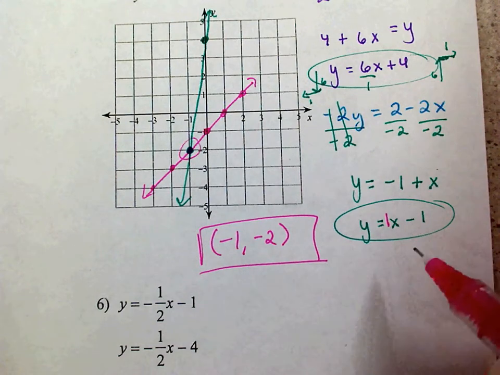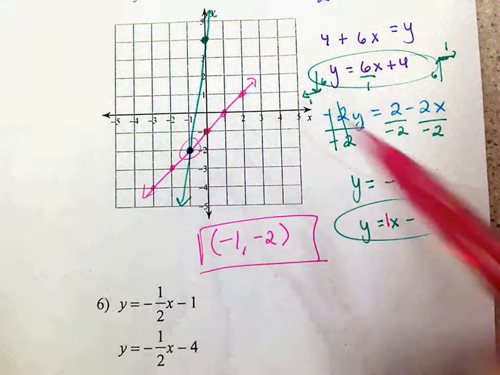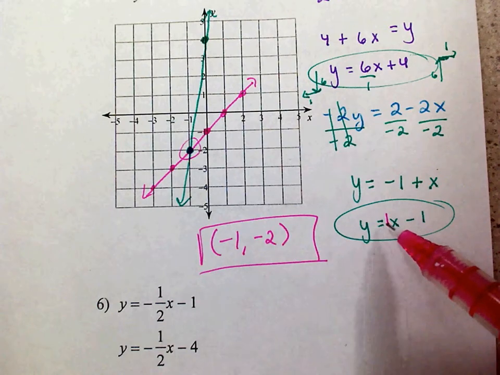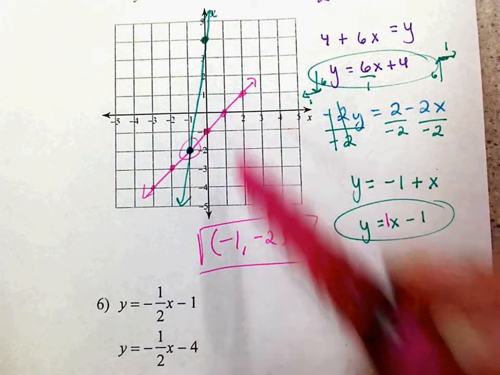This right here is the y-intercept, negative 1. The slope is a positive 1. So up 1 over 1, up 1 over 1. We good?